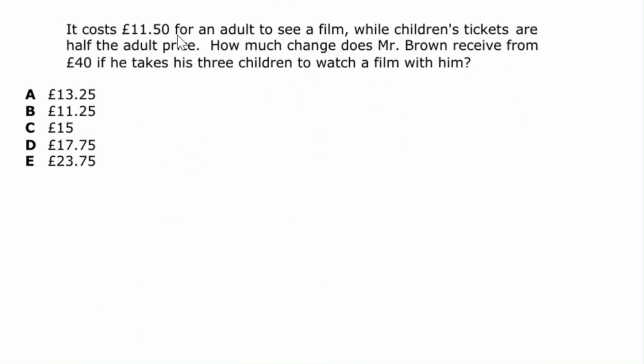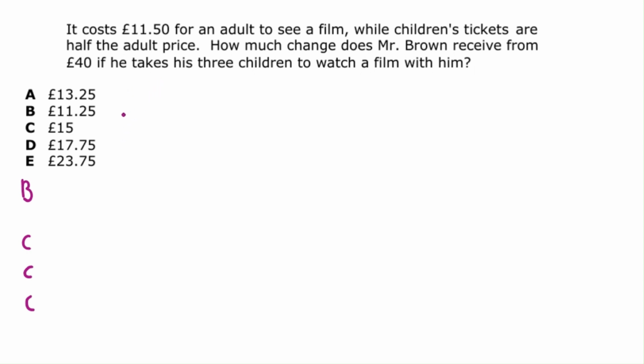It costs £11.50 for an adult to see a film, while children's tickets are half the adult price. How much change does Mr. Brown receive from £40 if he takes his 3 children to watch a film with him? Here are the options. Let's solve this question. So we know that Mr. Brown is going to see a film with his 3 children. We can write B for short and 3 C's, standing for Mr. Brown and his 3 children.